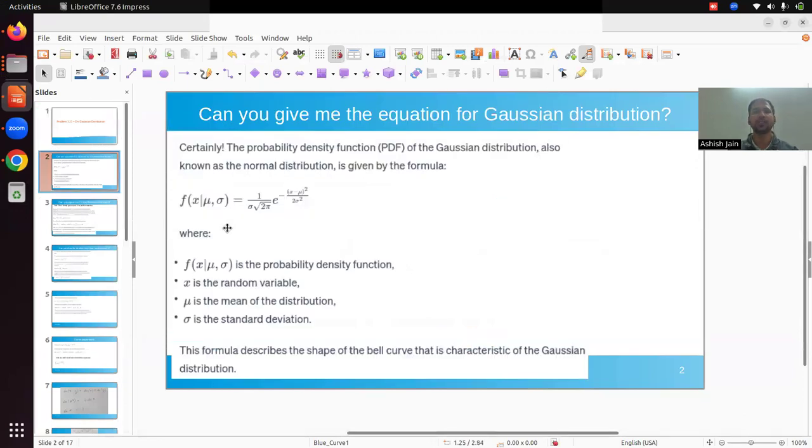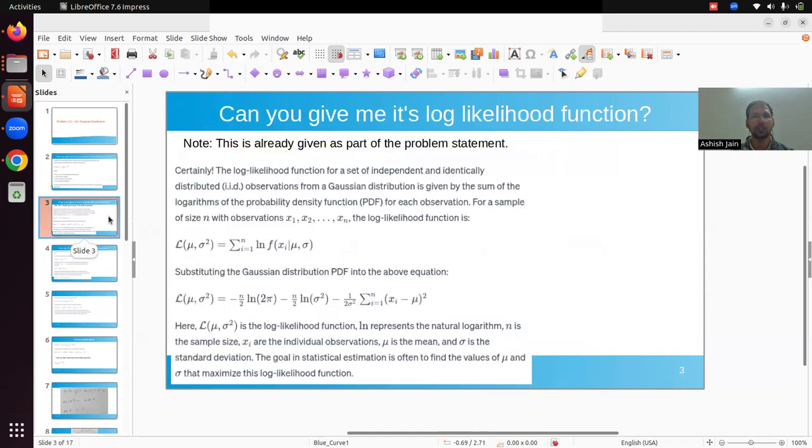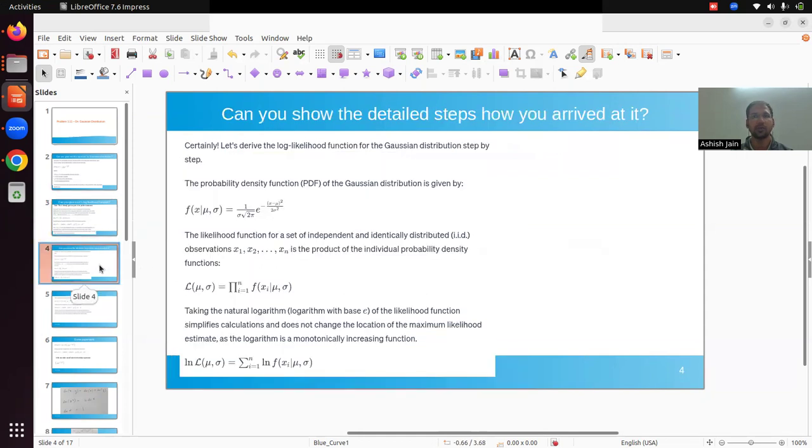We got this solution from ChatGPT. I gave it some prompts and I led ChatGPT to output the solution. So first I asked it what is the Gaussian distribution. It is the same expression which we saw a minute back in the page. Now I asked it what is the log likelihood for it. It gives me the expression. Then I asked it, can you show me how you arrived at it?